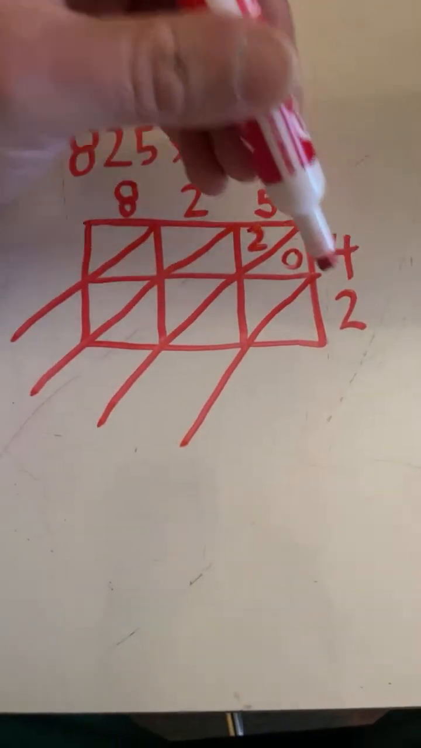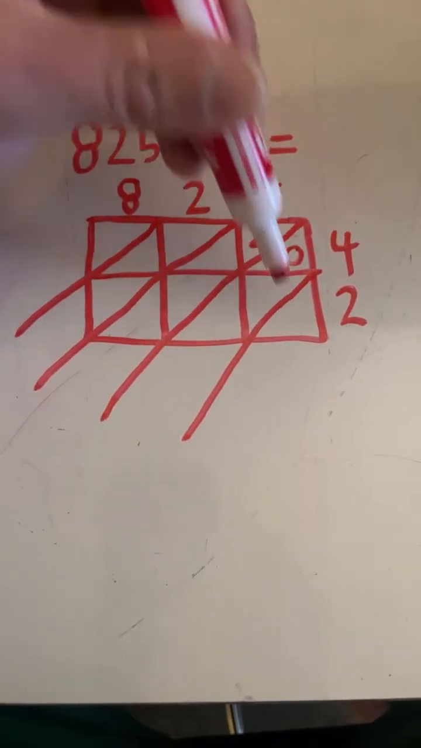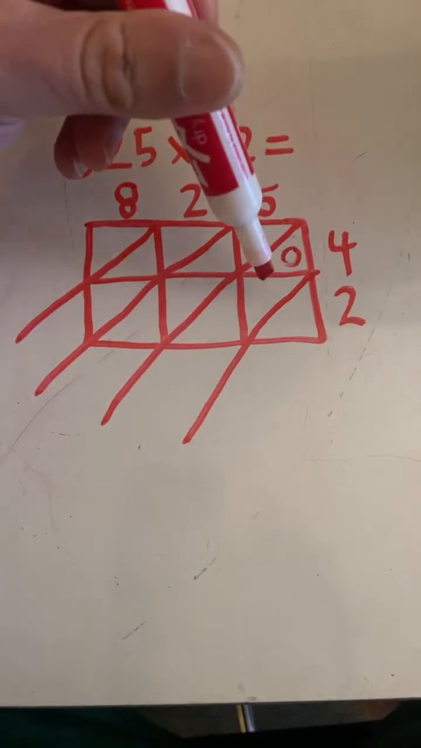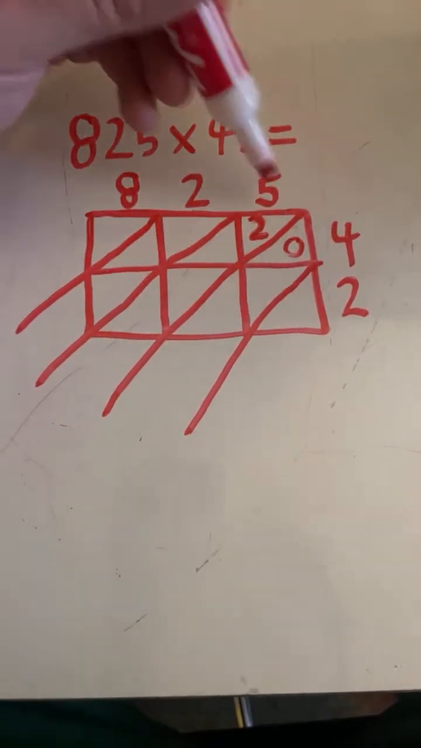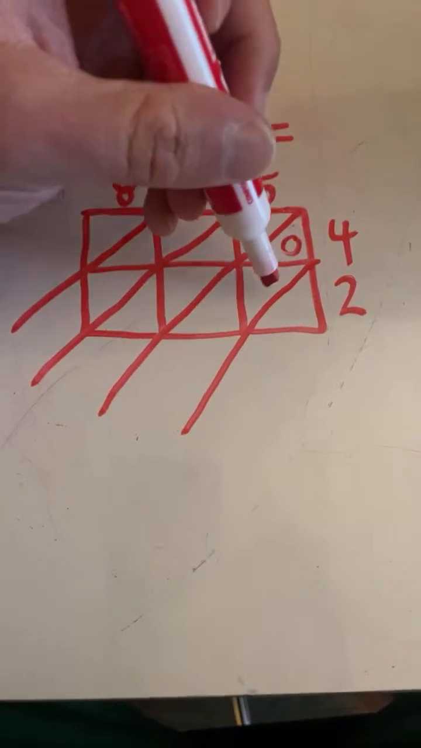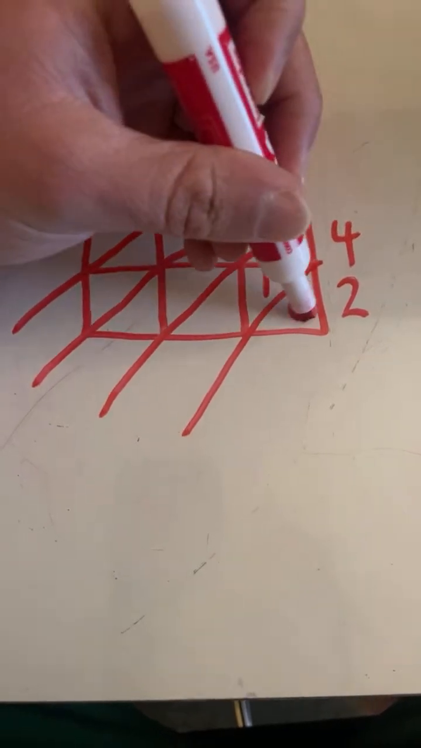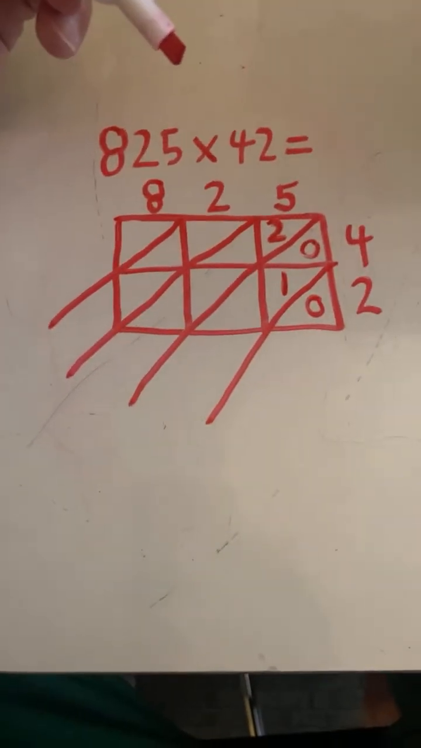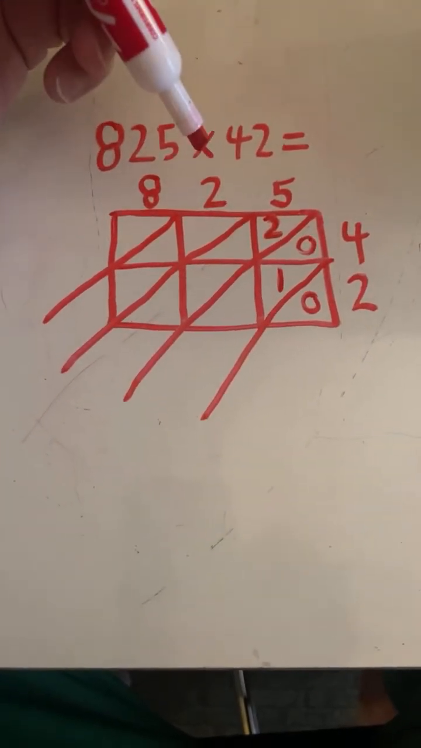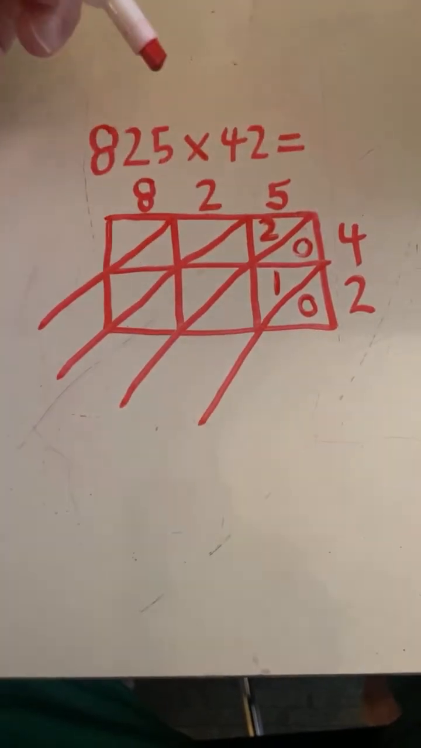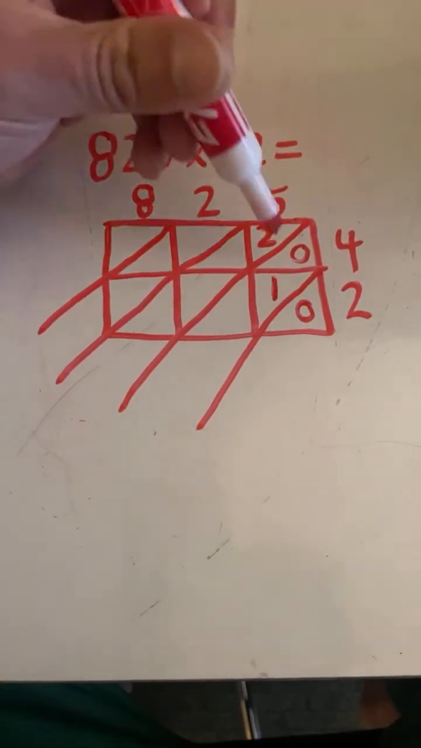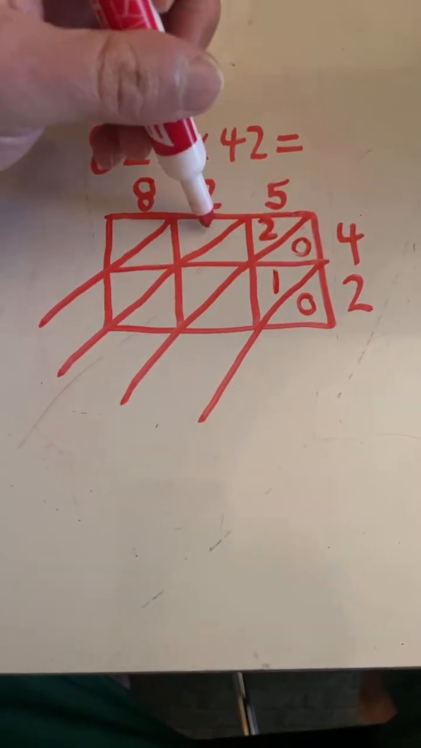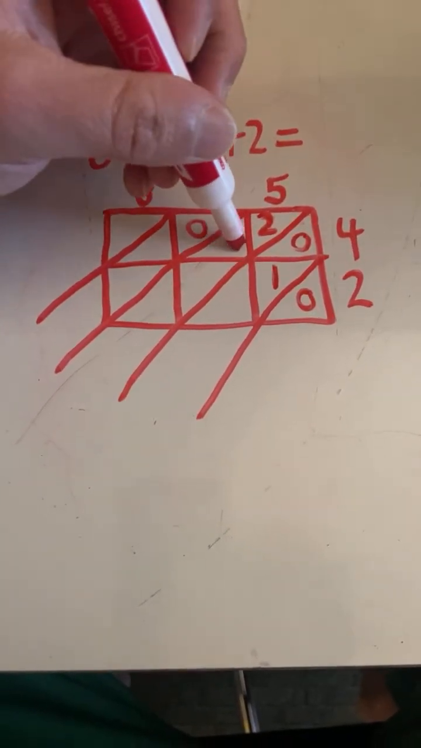5 times 2, the answer to 5 times 2 goes in this square right here. And the digits in the answer go in each triangle. So 5 times 2 equals 10. So we have a 1 and a 0. Next, we're going to multiply 2 times 4. And the answer to 2 times 4 is going to go in this square. 2 times 4 equals 8. So we're going to put a 0 in this triangle and 8 in this triangle.